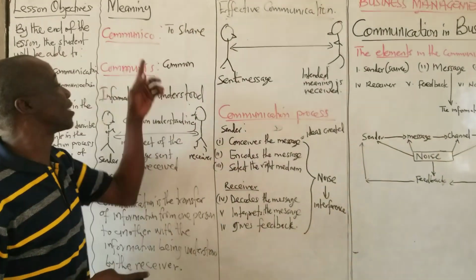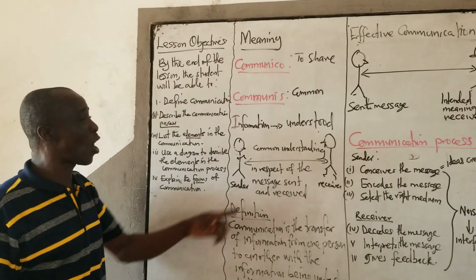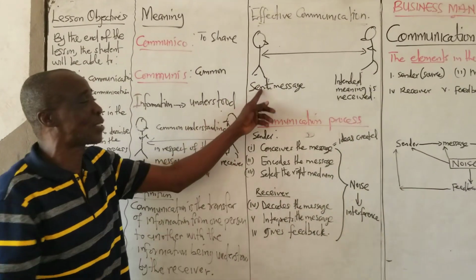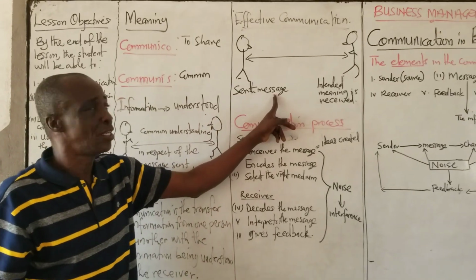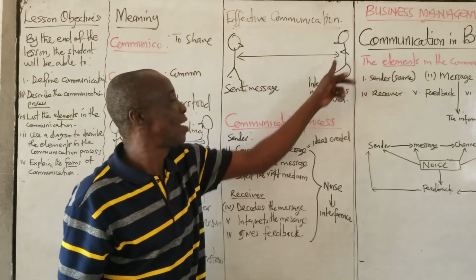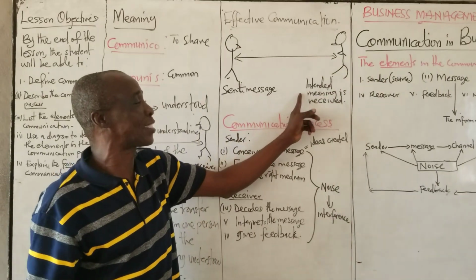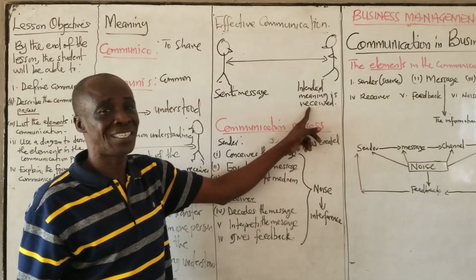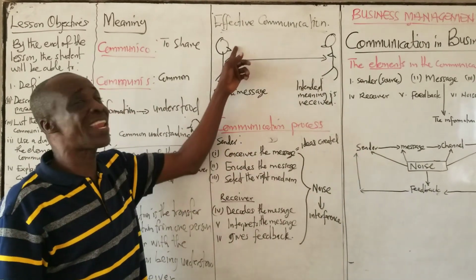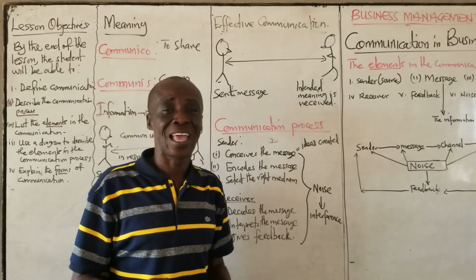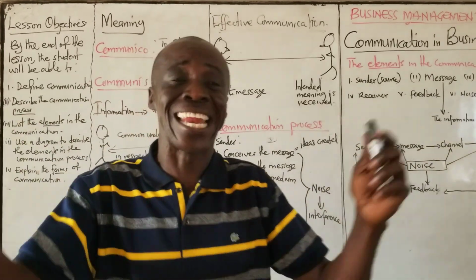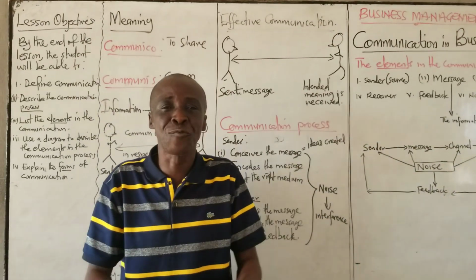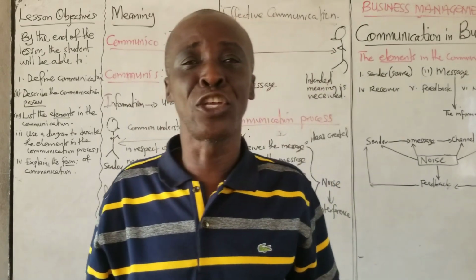But once you say communication is effective, then there is a sender. So the message is sent. Then there is a receiver here, and the receiver got it. The intended meaning is received. So when the intended meaning is received and the person acted accordingly, the person acted in the manner you wanted the person to act, the person gave you the right feedback, then communication took place.